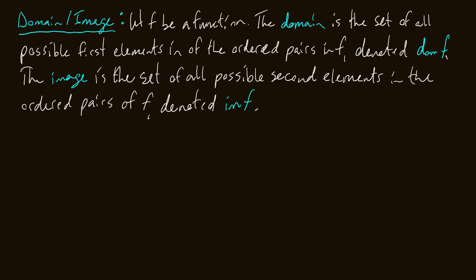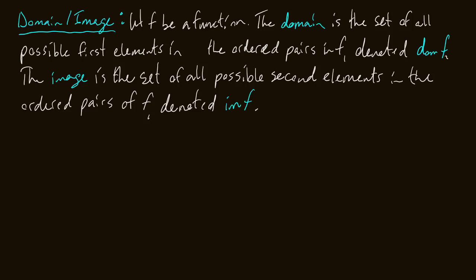You got your domain. The domain is the set of all possible first elements in the ordered pairs in F, denoted dom of F, and then the image is the set of all possible second elements in the ordered pairs of F, denoted im F. There you go. So let's think about what domain and range are in specific examples, right?